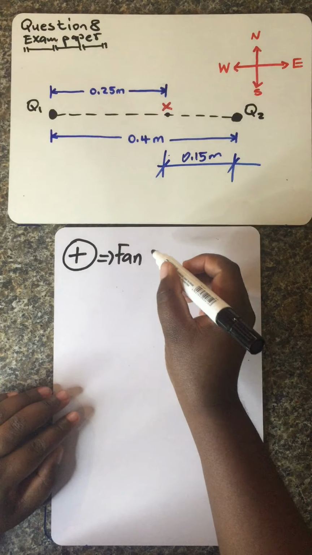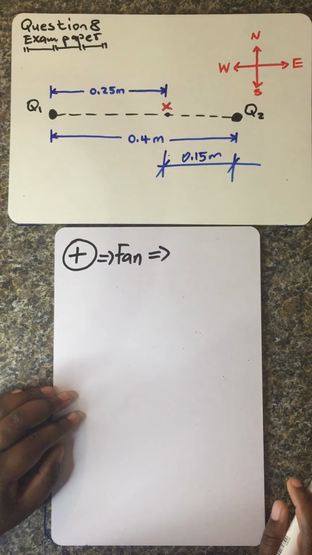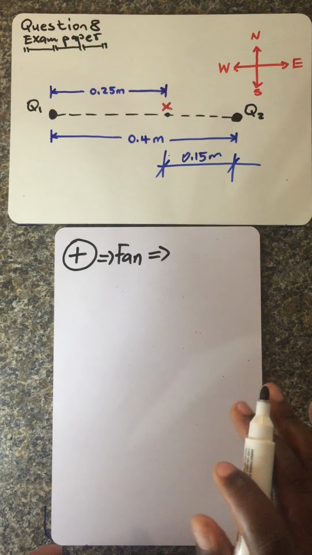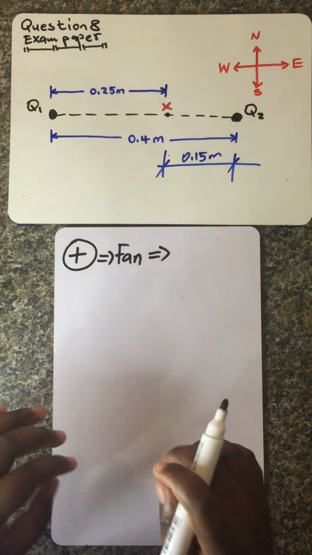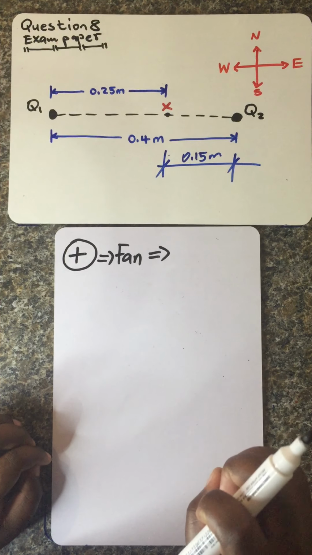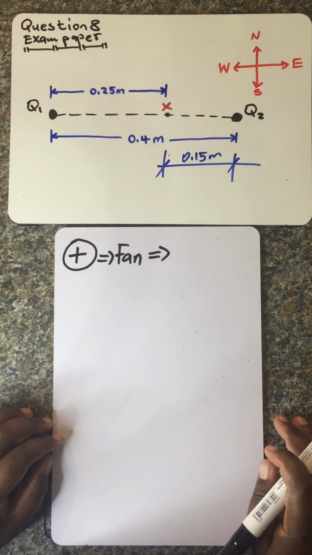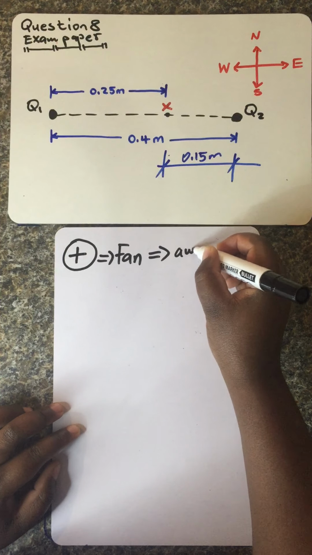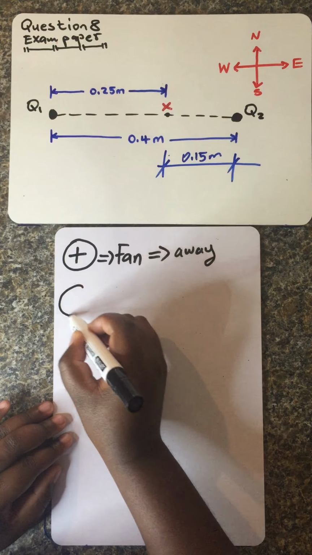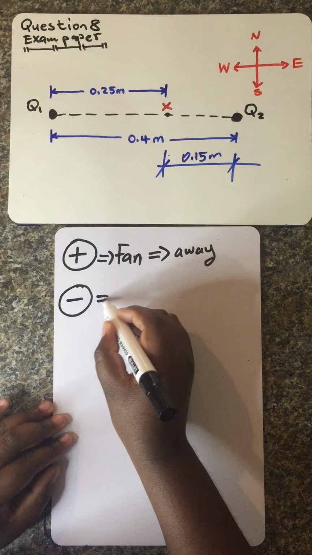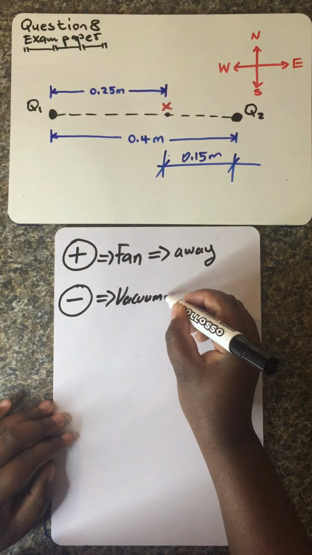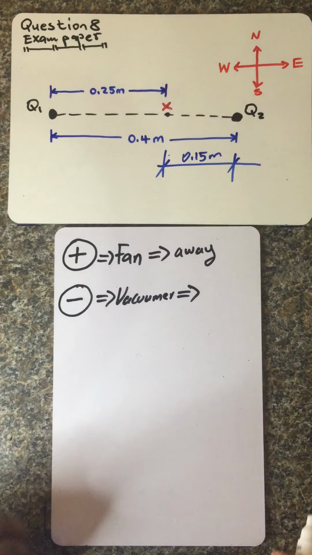Okay, so this fan, guys, what does it do? You know very well that a fan blows some fresh air or wind away from itself. It doesn't really matter whether it's wind or air, whatever it's blowing, it blows it away from itself. So let's say away. Okay, so ladies and gentlemen, I've always regarded a negative charge as a vacuum. Not sure if this is the correct spelling, but let's just say a vacuum.